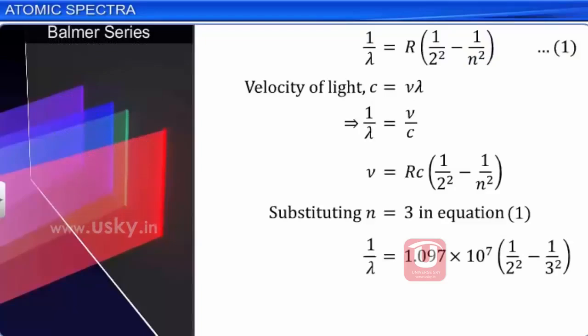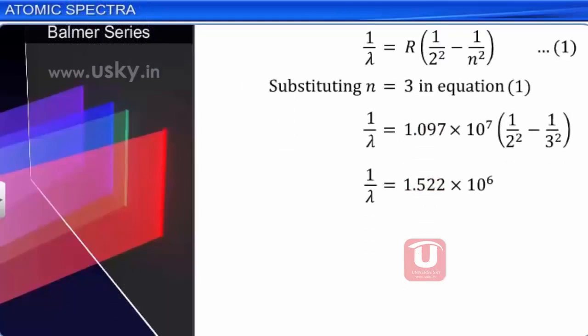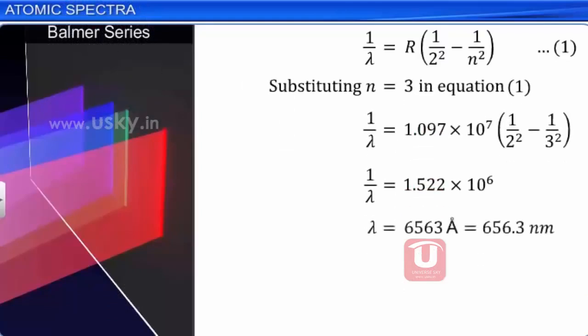Thus, lambda is equal to 6563 angstrom or 656.3 nanometer. This is the wavelength of the H alpha line of the Balmer series in the red of the visible region.